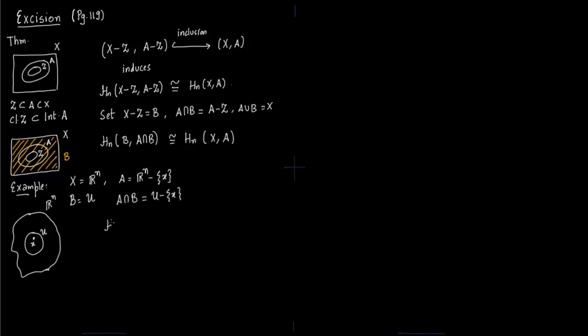Now we just have the isomorphism of homology groups Hn(U, U minus x) to Hn(X, A), which is Rn comma Rn minus x. So in particular, you notice that these homology groups depend upon the local topology of X near this point x of the space.